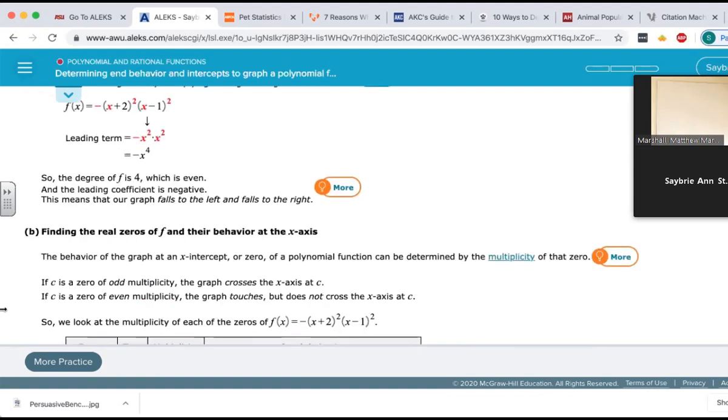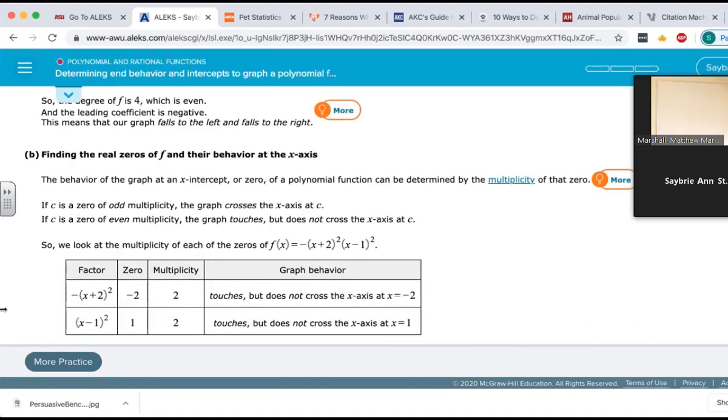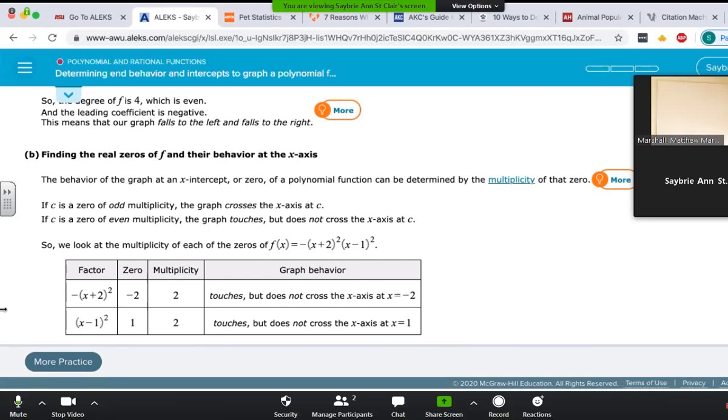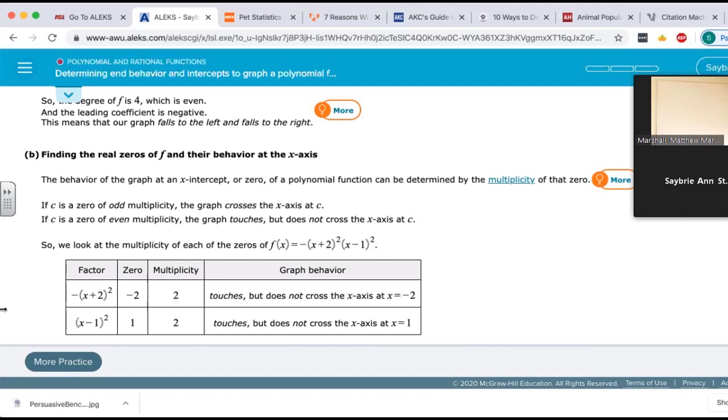Okay. Let's see, B, finding real zeros, all right. So, multiplicity. This is tough. Let's take a look at this. So, negative x squared. So, zero. That's so confusing. Negative x plus 2 squared has negative 2 is 0. Okay, that makes sense. Positive 1, multiplicity of 2, touches, but it's not. All right, I guess that makes sense.